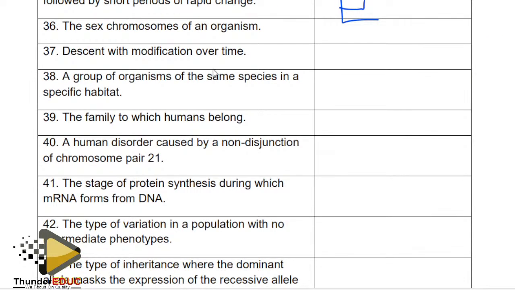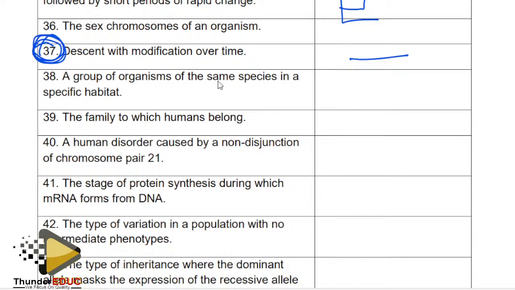Yes, how do we call descent with modification? Let me see in the comments below. I want to know number 37. I want to know this answer. Please put it in the comment. Just write 37 and then put the answer there. I want to see if you're going to get it correct.